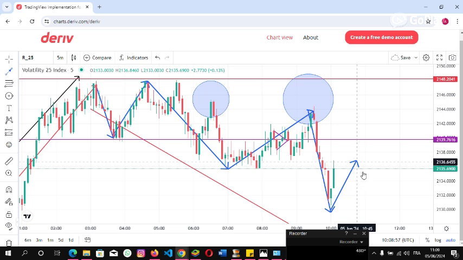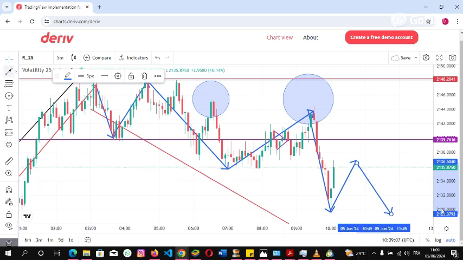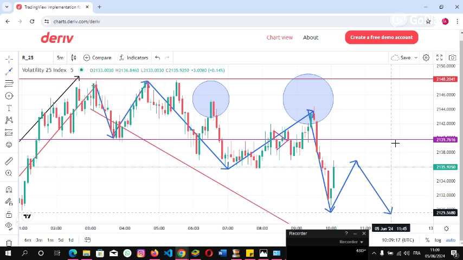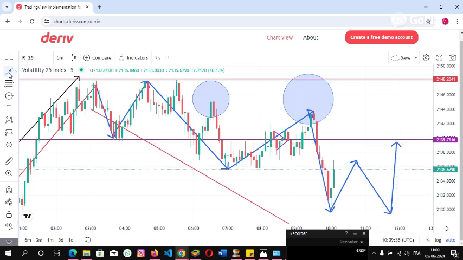And then we'll get our C wave. We should get our C wave that will look something like this. This should be our C wave. So when we get our C wave in place, the market should continue again going down. So the market should resume this way again going down. That will be the start of a new wave 1.